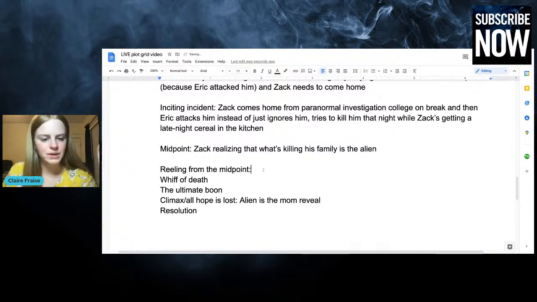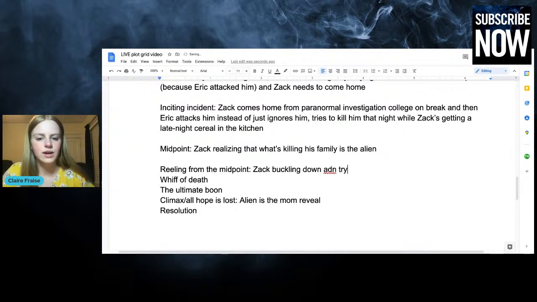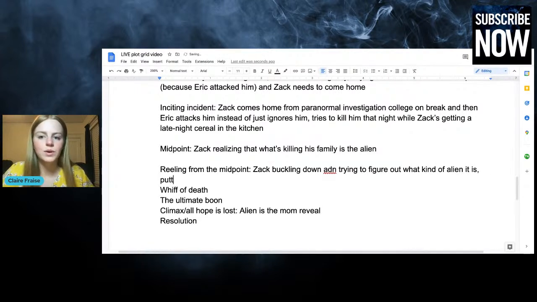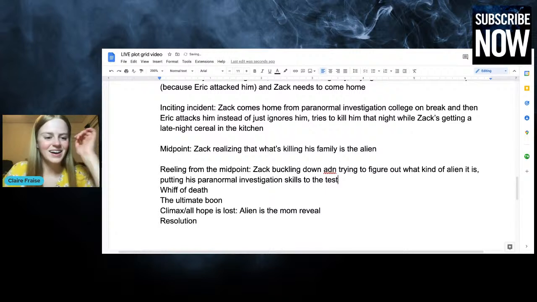So the reeling from the midpoint is like something they've just learned, a crucial piece of information that rocks their world in some way, and they need to figure out how they're going to move forward with this piece of information. So I think the reeling from the midpoint thing can probably be like Zach buckling down and trying to figure out what kind of alien it is, and putting his paranormal investigation skills to the test.